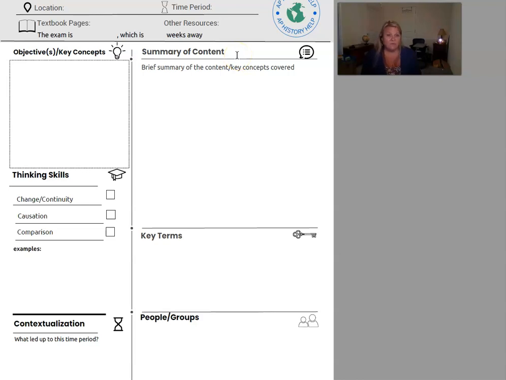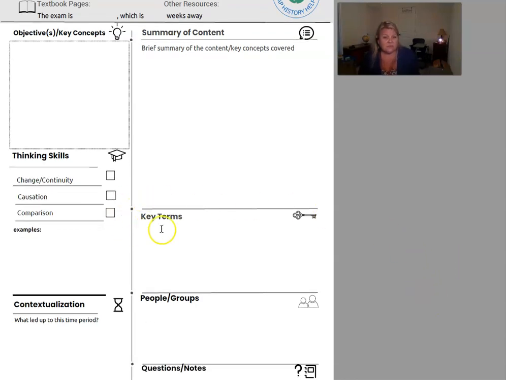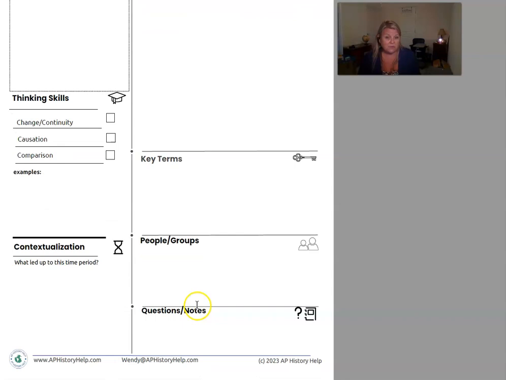At the end of the week, Friday perhaps, Saturday morning, you're going to summarize what the key content was that you learned about. Every week, I want you to start summarizing your learning. And then what were some of the key terms that you learned about? Vocabulary words. What were some of the important people or groups of people that you learned about? And then I know I didn't give you a lot of space here, but what other questions do you have, or what other notes do you want to make here?